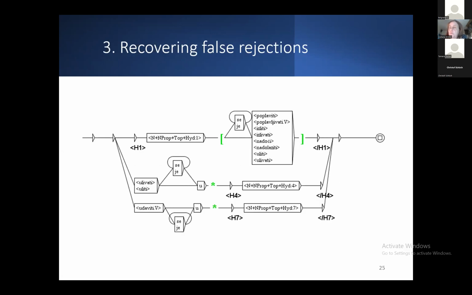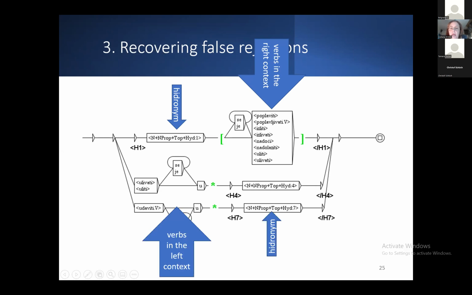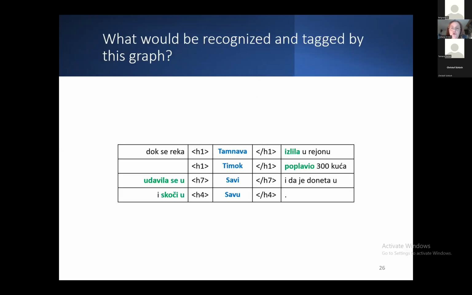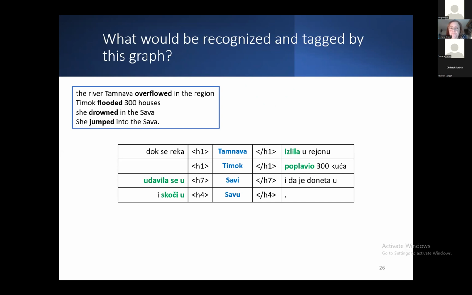But then you can do more for recovering false recognitions. You can enter verbs also. So you have here hydronym with verbs in the right context. And then you have, again, here hydronym with the verbs in the left context. So what will be recognized and tagged by this graph?